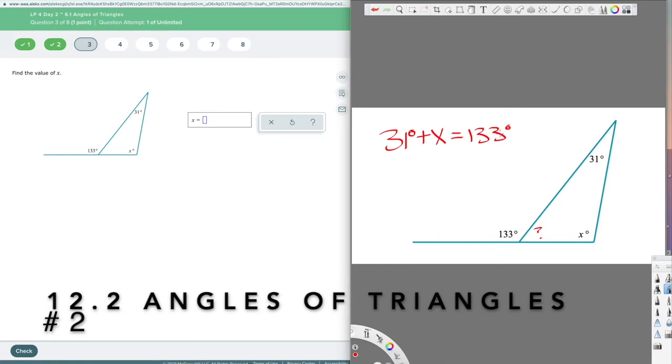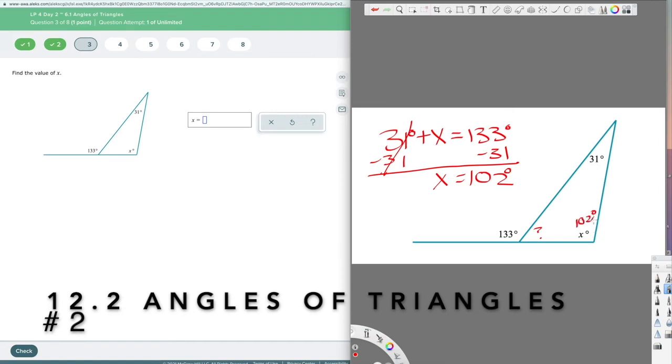And so now we're just going to subtract 31 because I want to know what x needs to be. So 31 minus 31 cancels, and we get 102. So 102 degrees for x here.